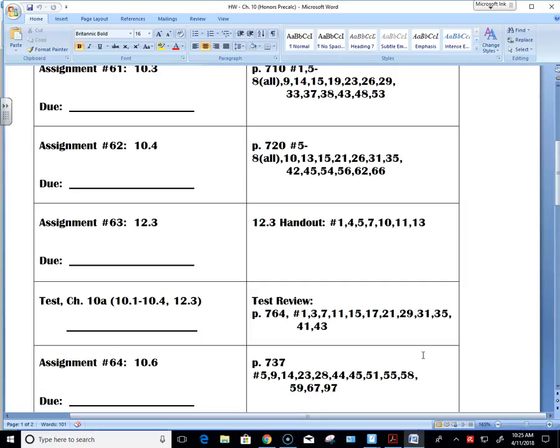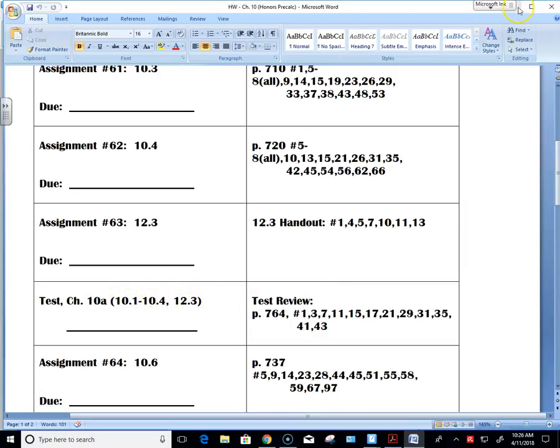As you look at the handout, look at the very last page of the handout. Ooh, it's the odd answers. Go team. Okay, so that's what's going on. Our test is going to cover chapter 10A. Ooh, there's a 10A and 10B. For our chapter 10A, it's going to be 10.1 to 10.4 and then 12.3.